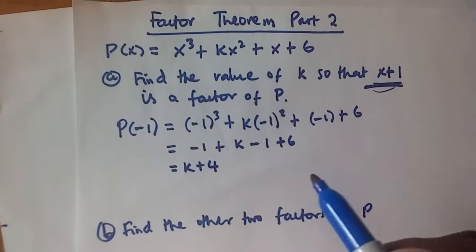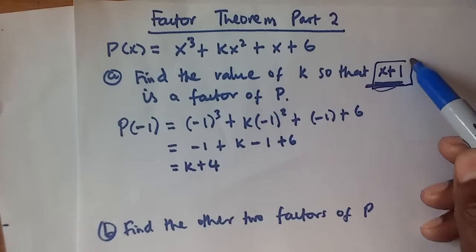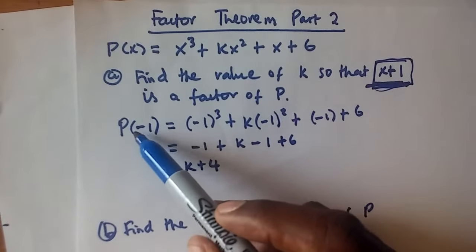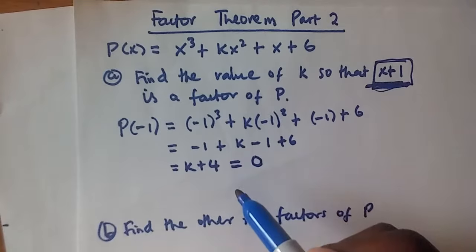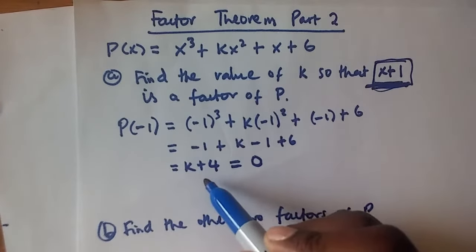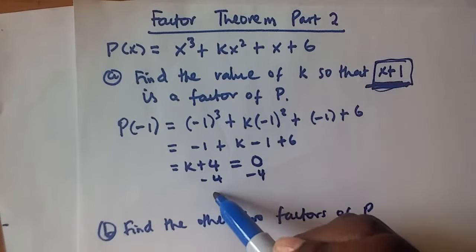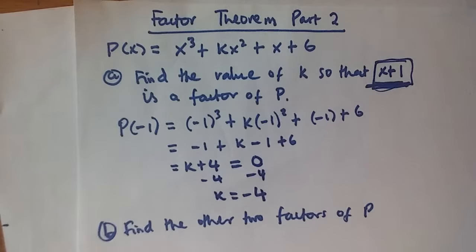But we know, like I said before, that if x plus 1 is a factor, then there's no remainder. Then that will be 0. P of negative 1 has to be 0, so we're going to say equals 0. All right, so to get k by itself, subtract 4 from both sides. So k has to be negative 4. K is negative 4.